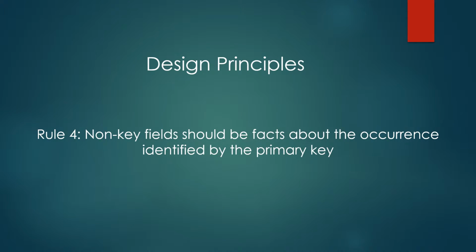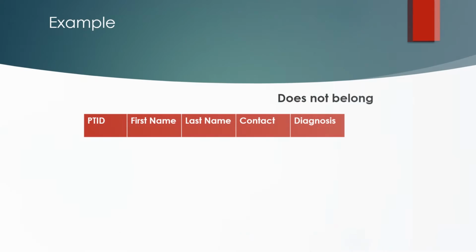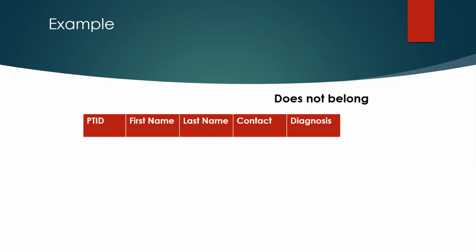Rule number 4 states that all fields in the table are facts about the primary key. Let's look at our patient table again and think why a diagnosis does not belong in a patient table. Is diagnosis a fact about a patient? Diagnosis is considered a feature of a patient rather than a fact. Additionally, patients often have more than one diagnosis, which means it is not a single occurrence. Therefore, it belongs in a separate encounter table.